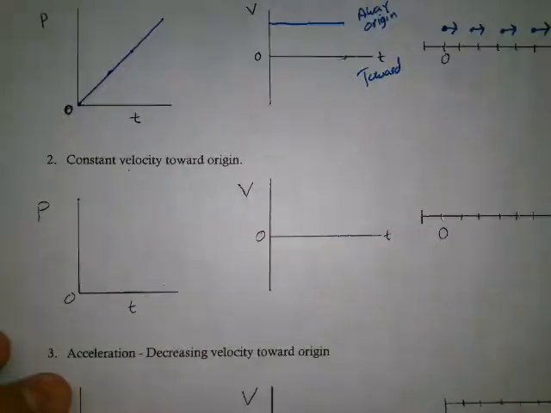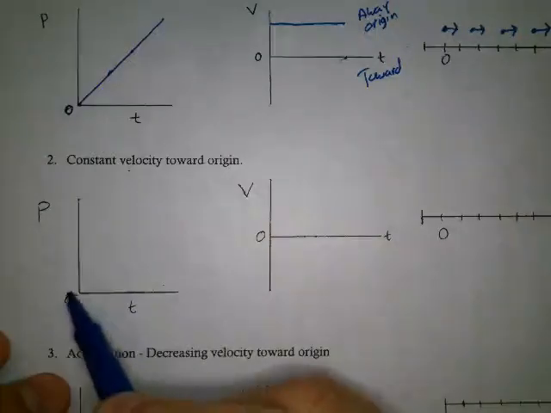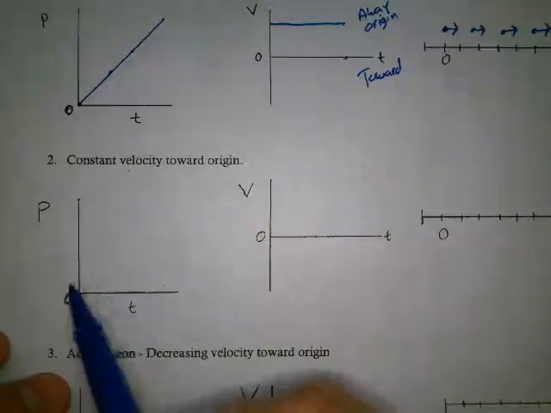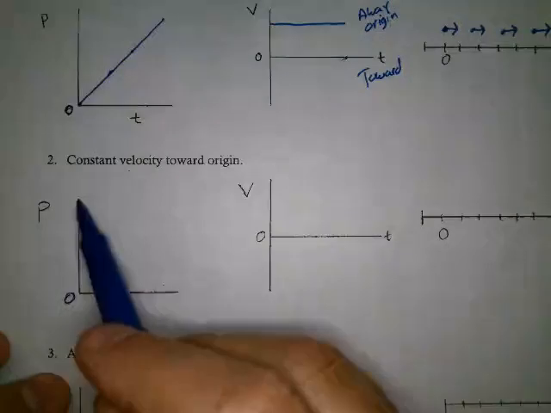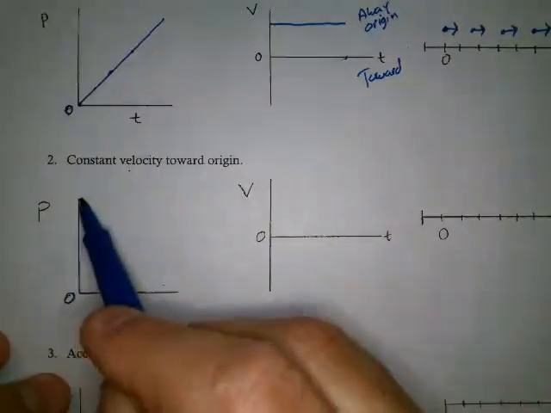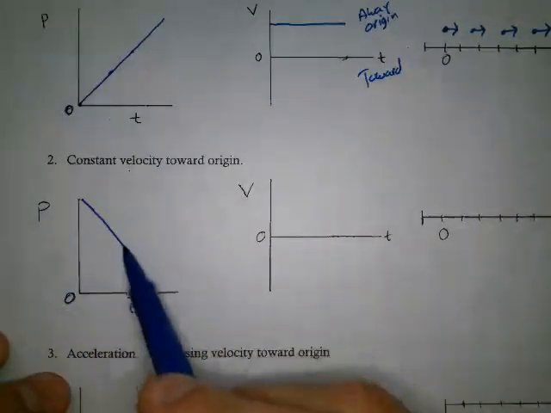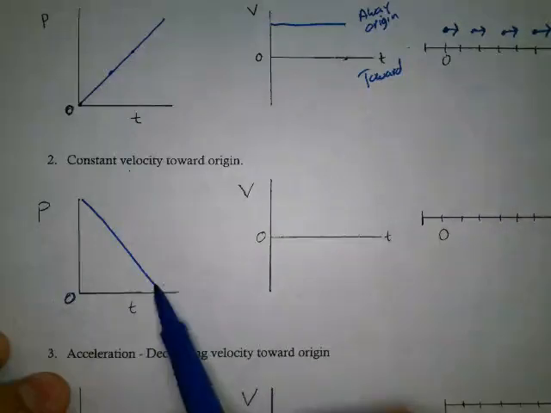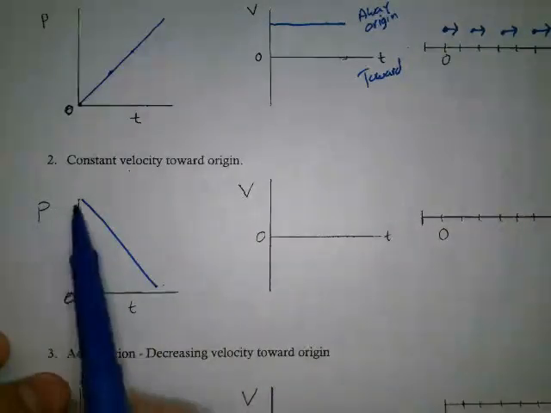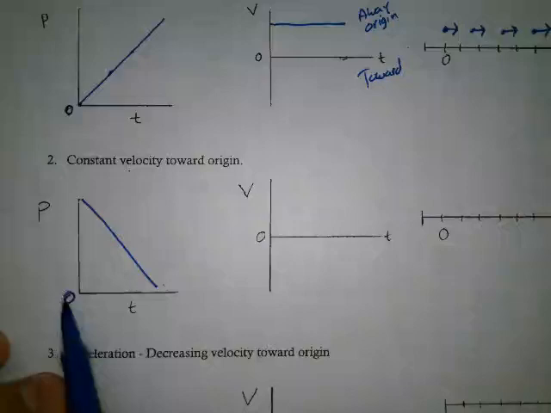Number 2 says draw an object moving at a constant velocity toward the origin. Here is the 0 position, 0 time. If it's going to move towards the origin, it has to start away from the origin. Constant velocity means the same slope throughout, so I have a line that is moving towards the origin. It's getting closer to 0 position, and time always goes on, so that's what that looks like.